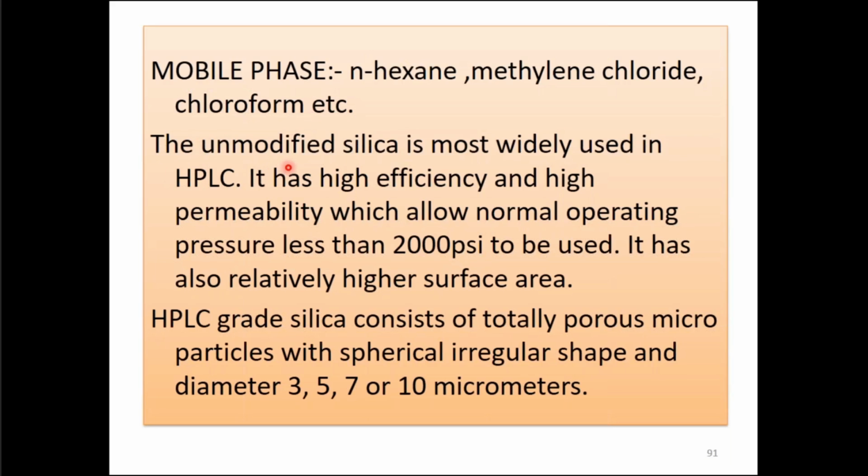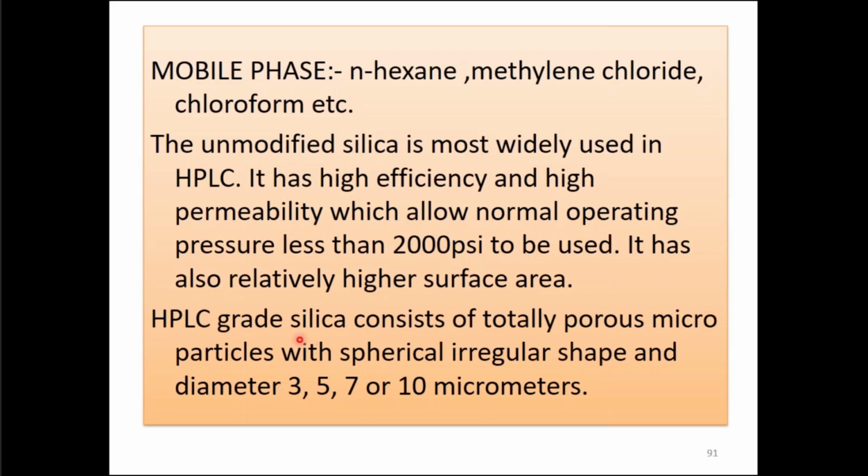The unmodified silica is most widely used in HPLC, that is with the silanol groups, what I showed you in the first picture of the stationary phase. It has high efficiency and high permeability, which allow normal operating pressure less than 2000 psi to be used. It has also relatively higher surface area. It's good for normal phase chromatography.